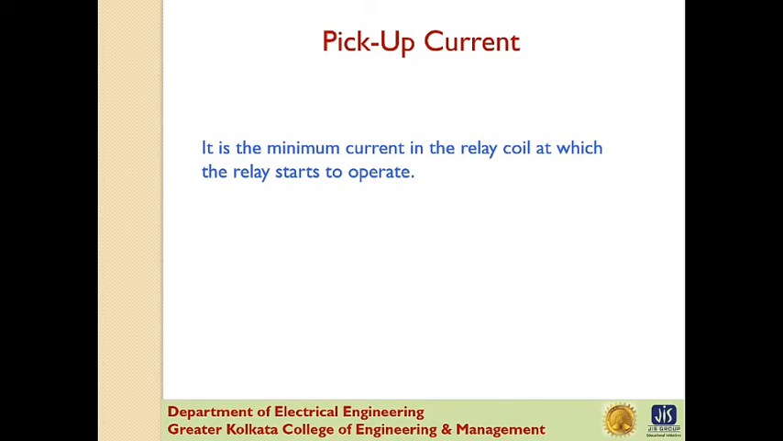Now it is desirable to define and explain some important terms much used in connection with relays. First one is pickup current. It is the minimum current in the relay coil at which the relay starts to operate. So long as the current in the relay is less than the pickup value, the relay does not operate and the breaker controlled by it remains in the closed position. However, when the relay coil current is equal to or greater than the pickup value, the relay operates to energize the trip coil, which opens the circuit breaker.